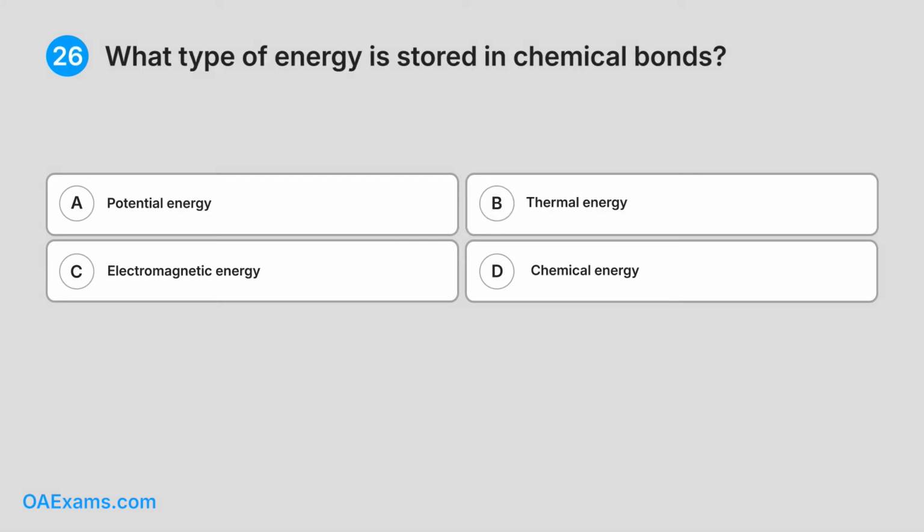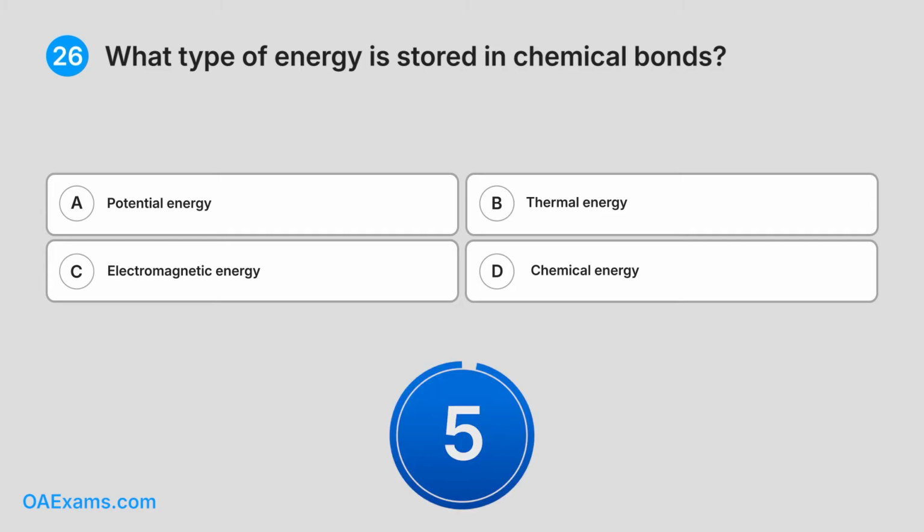26. What type of energy is stored in chemical bonds? A. Potential energy. B. Thermal energy. C. Electromagnetic energy. D. Chemical energy. Can you guess the answer?